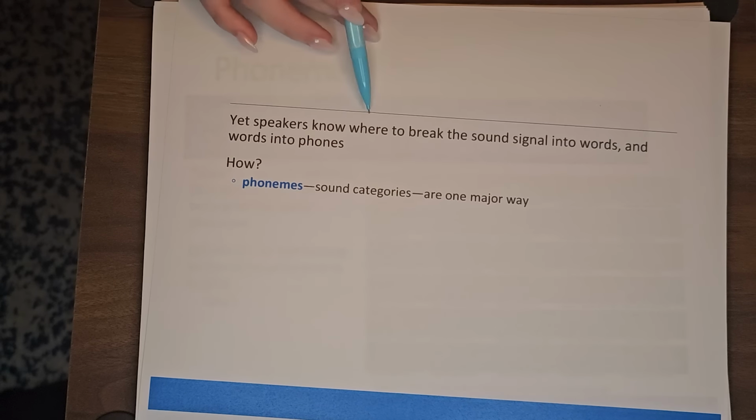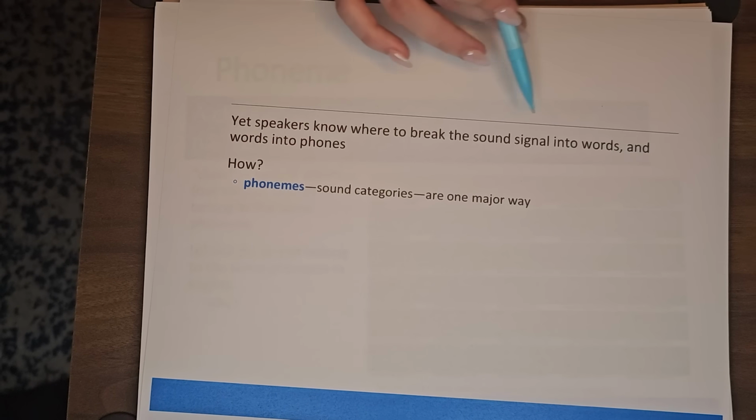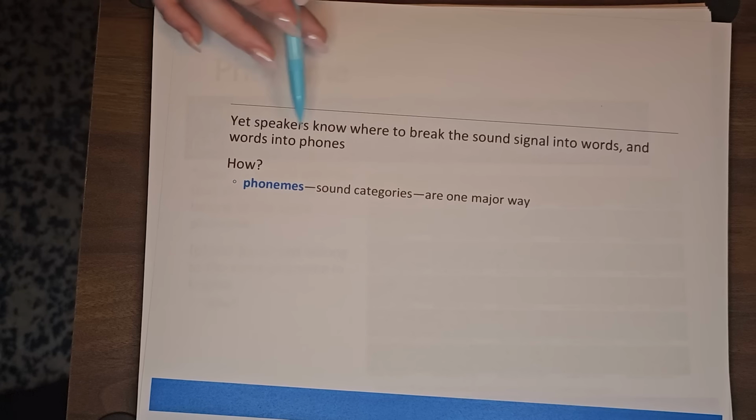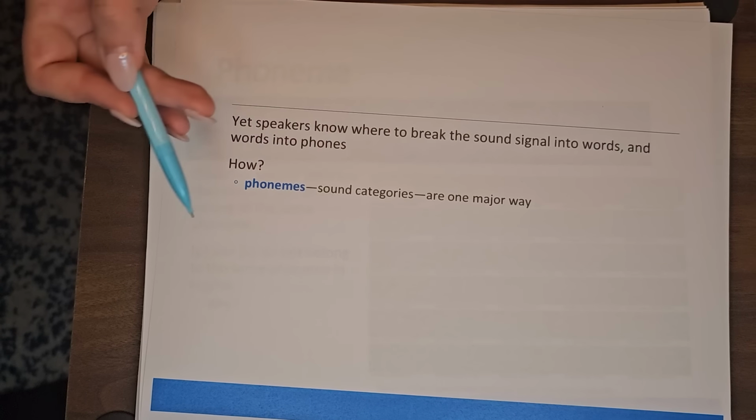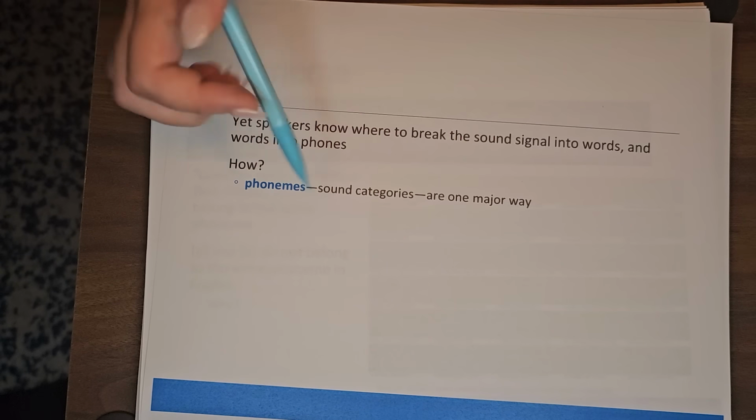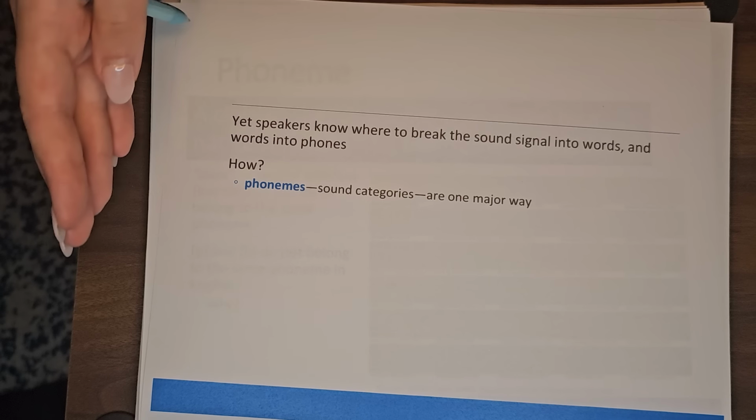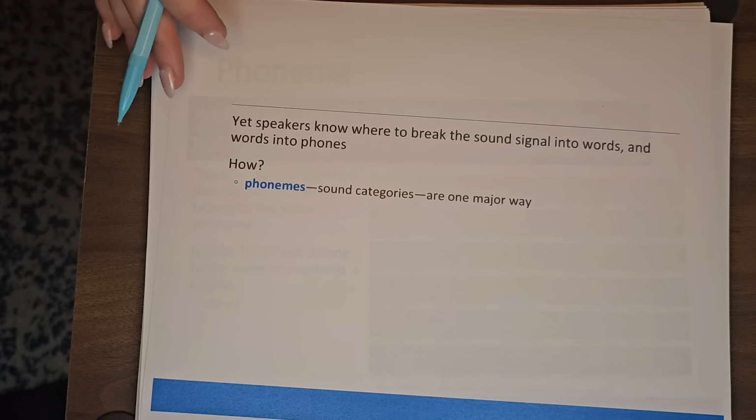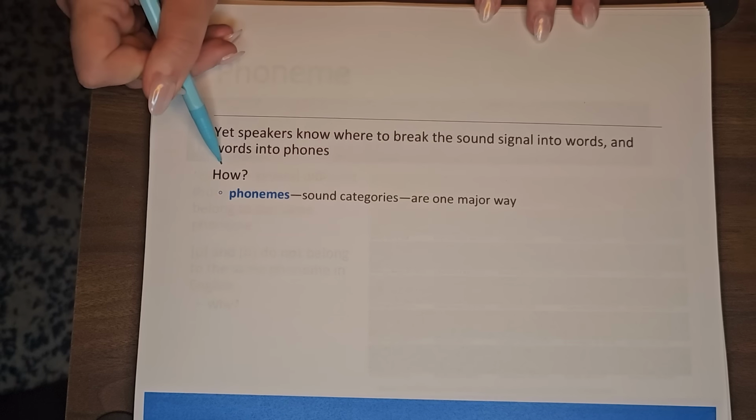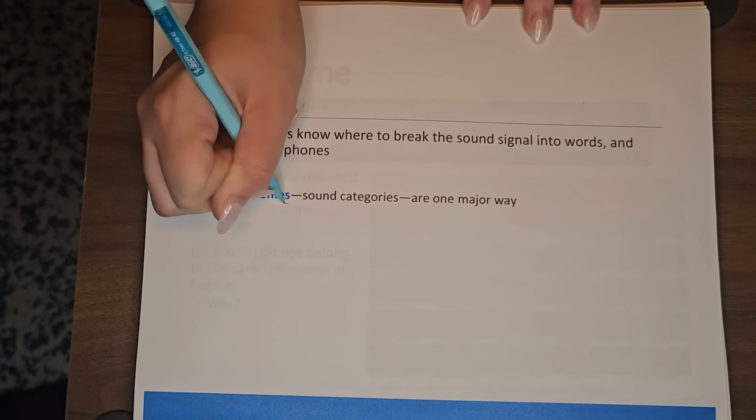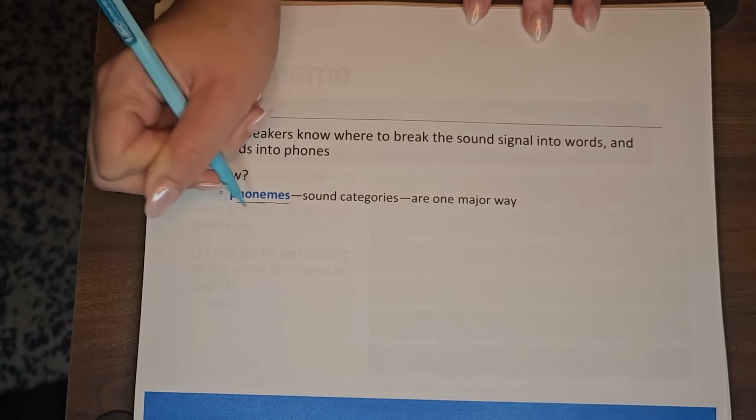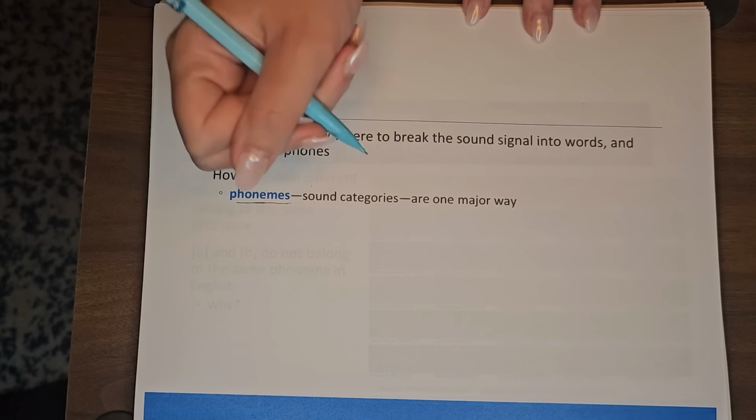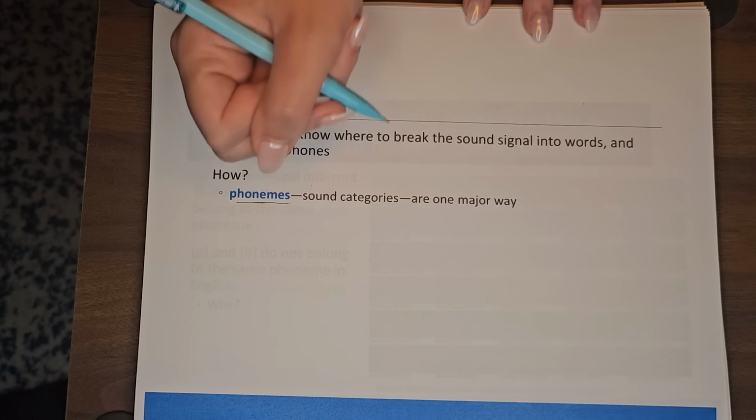However, speakers know exactly how to break sound signals into words and words into phones. So we know if I say "hello everyone," that those are two words, and I can distinguish the sounds within those words. How do we do this? We do this through phonemes. Phonemes, or mental sound categories, are one major way of distinguishing individual sounds.